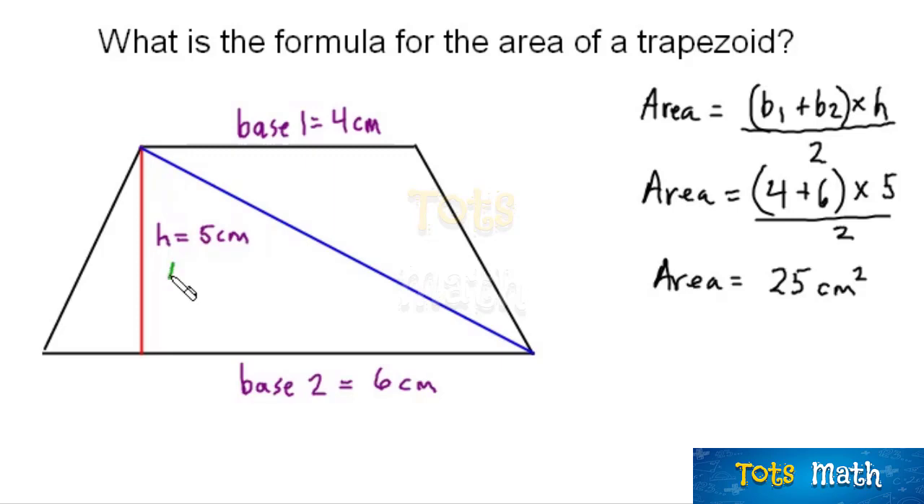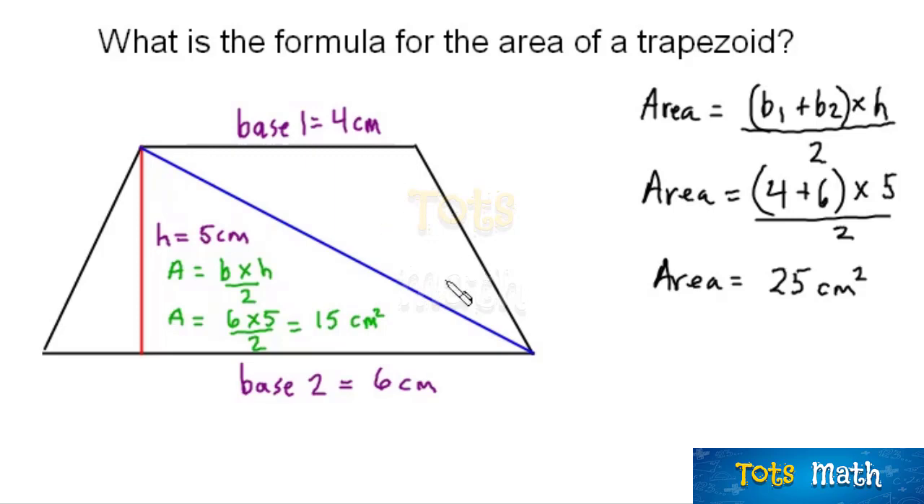So the area of a triangle is base times height divided by 2. The base of this triangle is 6 centimeters, and its height is 5 centimeters. So that gives us 6 times 5 divided by 2. That equals 30 divided by 2, which is 15 square centimeters.